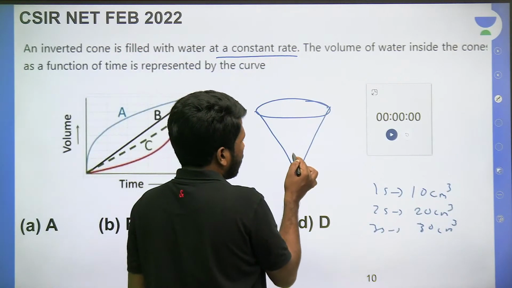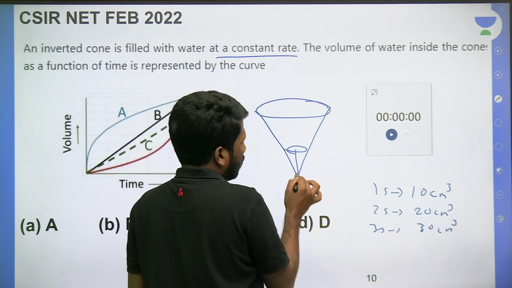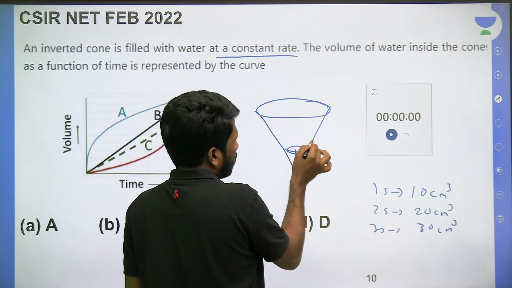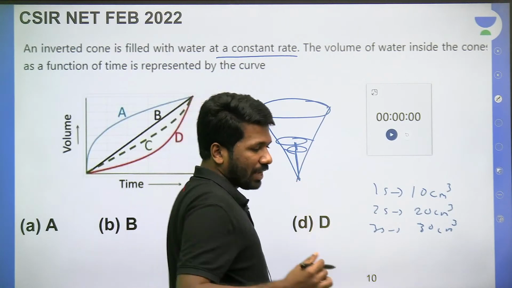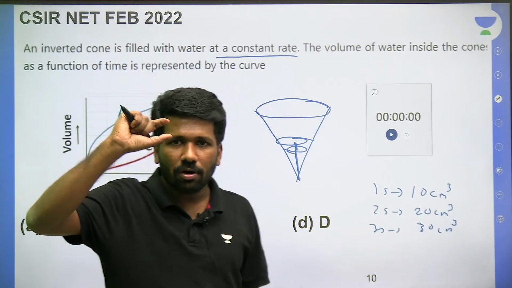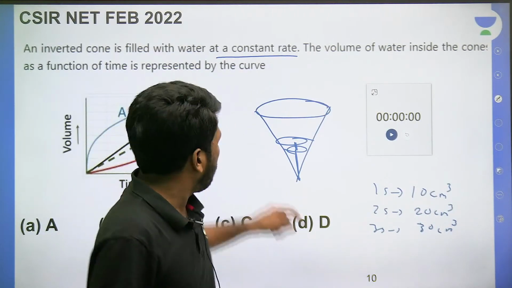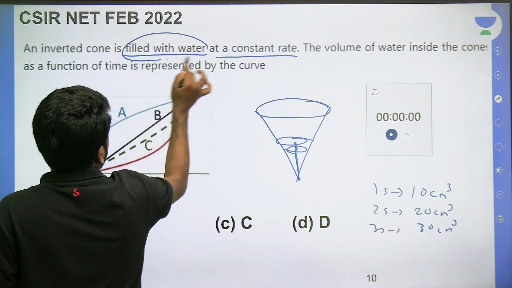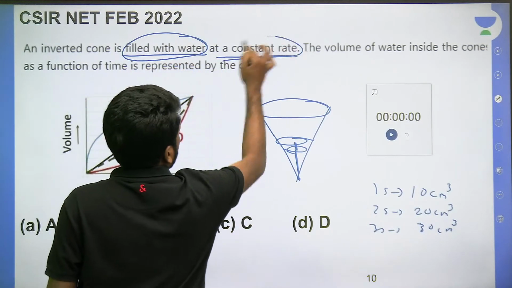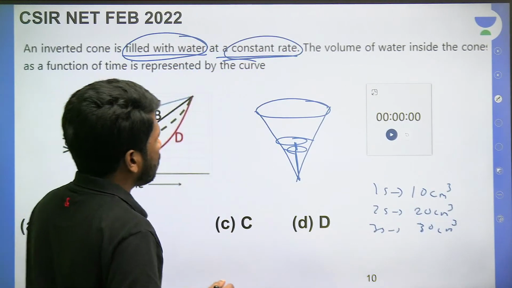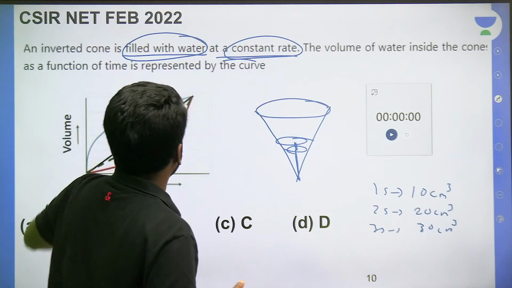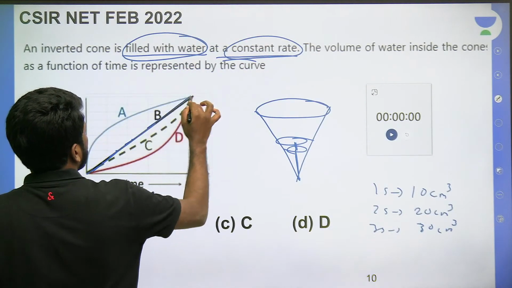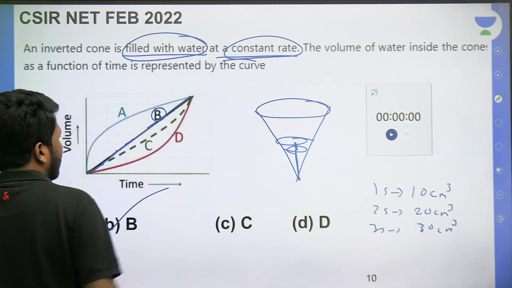Some people may think that okay, here the level increase will be more. In the first second the level became this much, so in the second second it will be this much only. That I agree. The height is not increasing at a constant rate, but the volume is at a constant rate. It's filled with water, so the amount of water is filled at a constant rate. That means volume with respect to time should be a linear graph. The only linear graph present is option B. So option B is the answer.